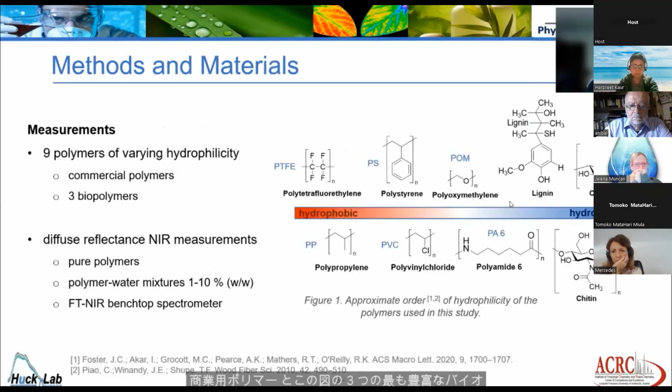We investigated 9 polymers of varying hydrophilicity, including commercially used polymers, as well as the 3 most abundant biopolymers.